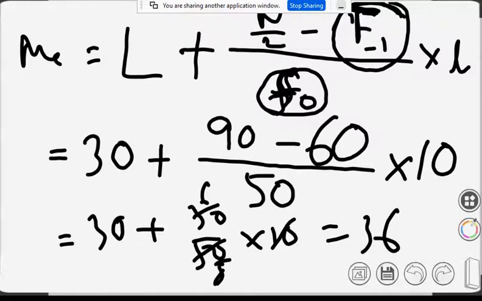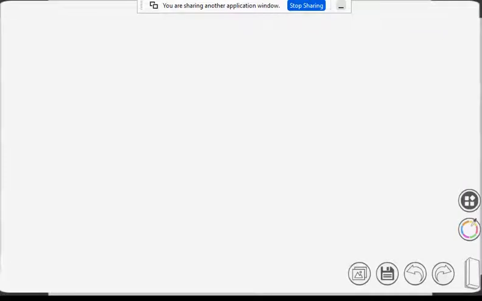So F minus 1 is the cumulative frequency of the previous class. So that is 60. And only the frequency is 30. The frequency of the median class is 30, isn't it? Yes, sir. So put that. And then it is 36. So that is the median, and then the mode.